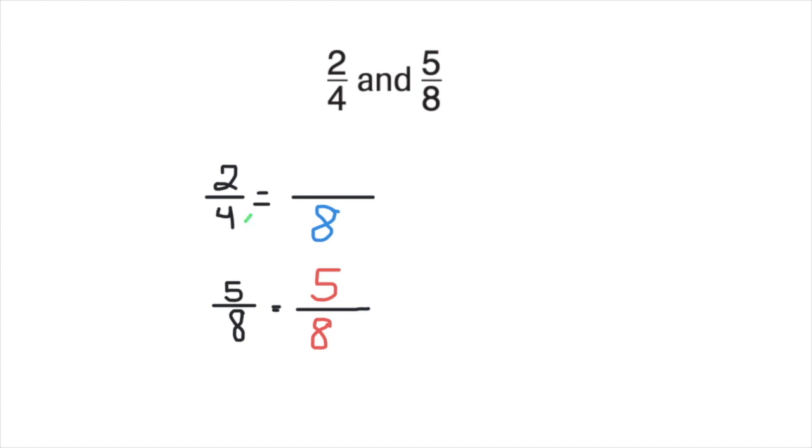And that would be multiplying it by 2. And remember, whatever you do to the denominator, you have to do the same thing to the numerator in order to generate an equivalent fraction. So 2 times 2 gives us 4. So we turned 2/4 into an equivalent fraction of 4/8, and now these two fractions have the same denominator. We have 4/8 and 5/8.